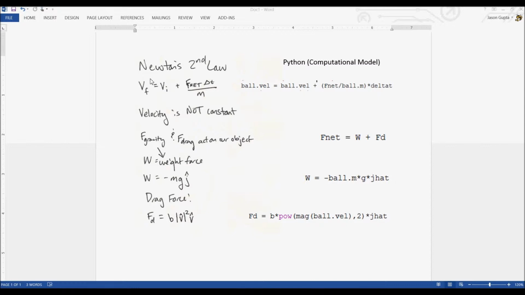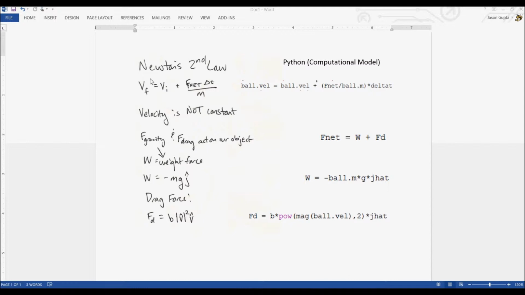Newton's second law states that the final velocity equals the initial velocity plus the net force times the change in time divided by the object's mass. In our experiment, velocity is not constant. It is affected by the weight force due to gravity and the drag force caused by air resistance.